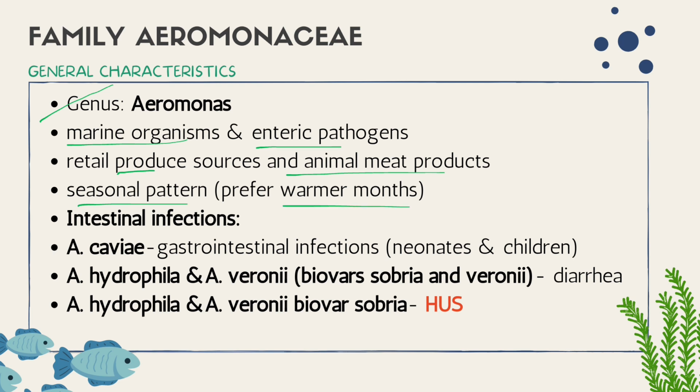For intestinal infection, it varies across different species. Aeromonas caviae is more common for gastrointestinal infection in neonates and children, while Aeromonas hydrophila and Aeromonas veronii and their biovars cause more diarrhea as well as hemolytic uremic syndrome.